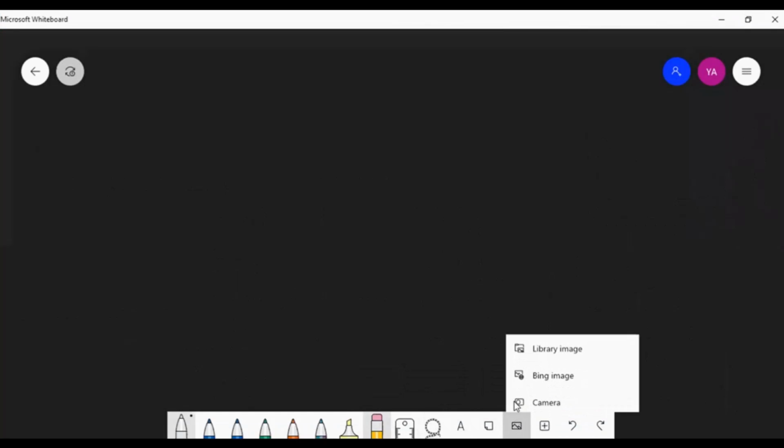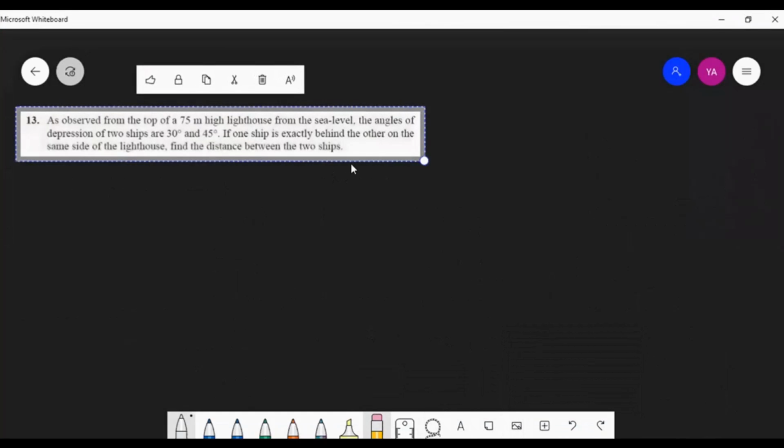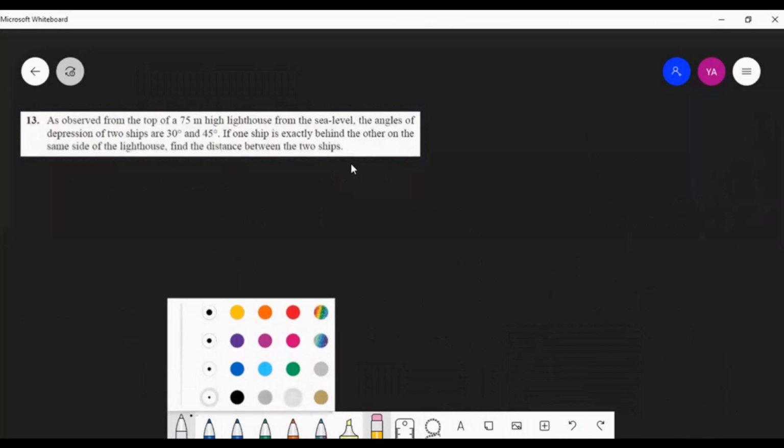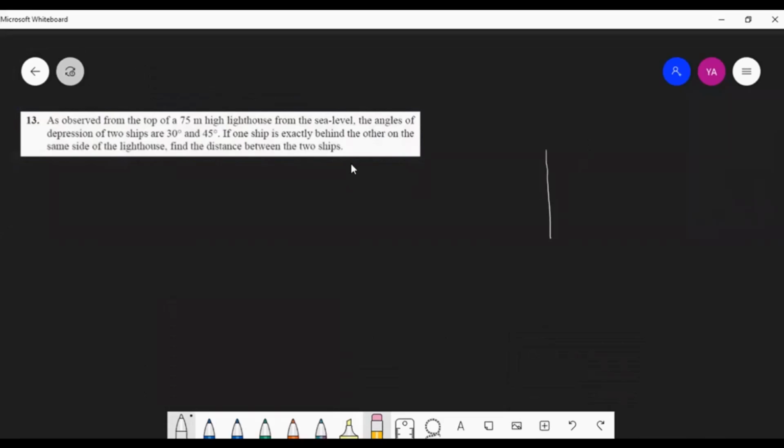I shall bring the question here. We can start from a lighthouse. Then from the top of the lighthouse, at sea level, we see one of the ships at 45 degree depression in the sea. So we can draw it like this. The angle of depression we can mark here, 45 degrees.